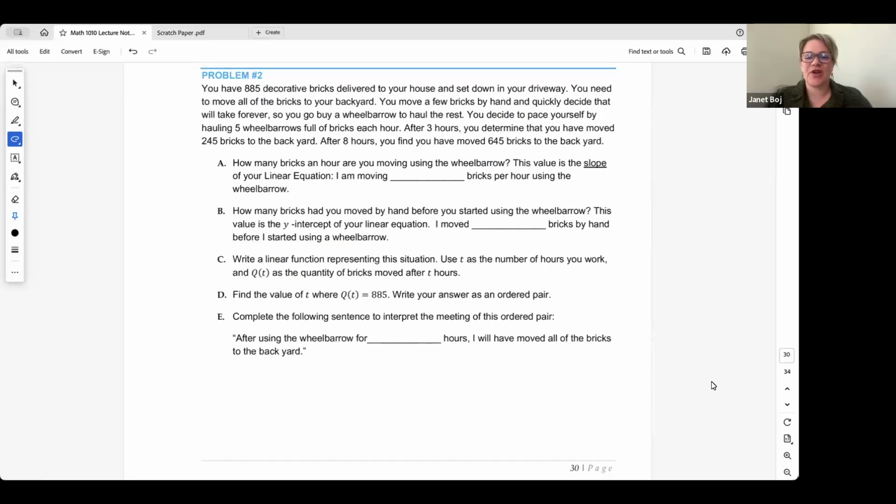Hello. Today we're going over section 1.4, modeling with linear functions.